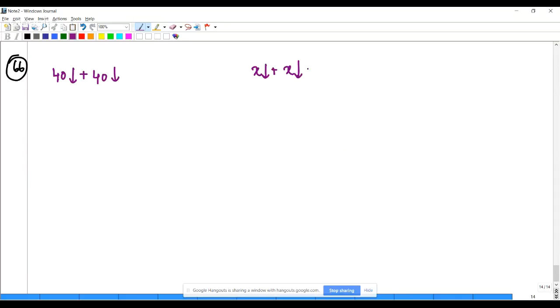X% reduction followed by X% is, as we know, 2x minus x square by 100. So I can take it as 40 plus 40 is 80, minus 1600 by 100, which is equal to 16. So the overall decrease is 64% decrease in its area. By using a simple formula, you can do that.